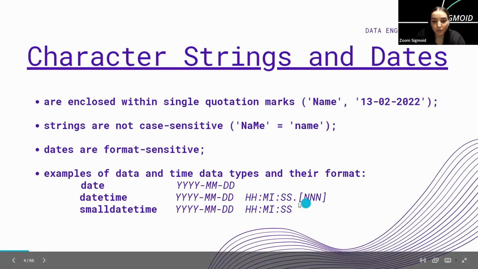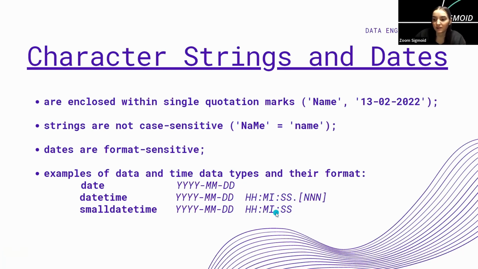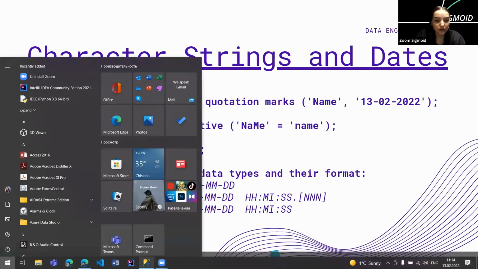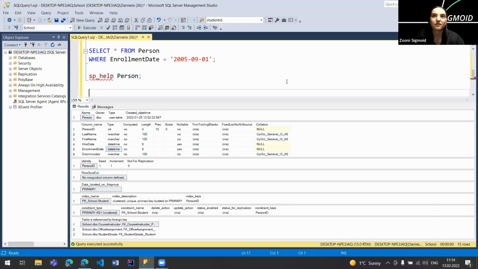So take a look at the datetime. We have here the nanoseconds, and the smalldatetime omits these nanoseconds. And now we have the second one. The next one will be order by, but before it, let's resume some knowledge from yesterday's workshop, and let's write some simple queries to repeat the operators.